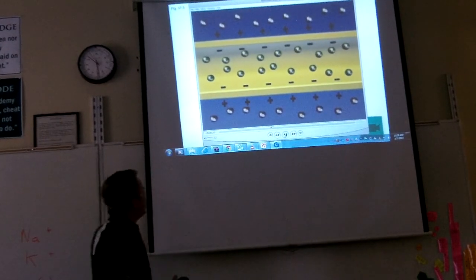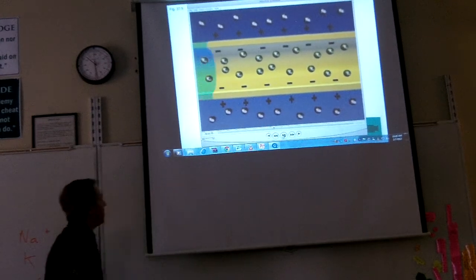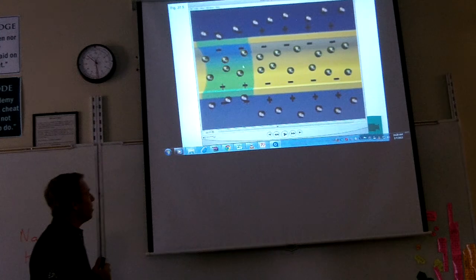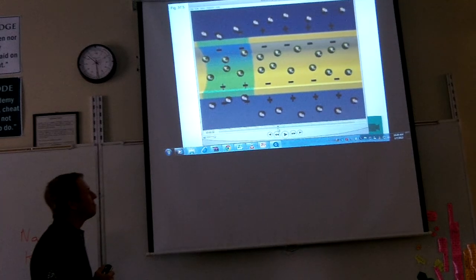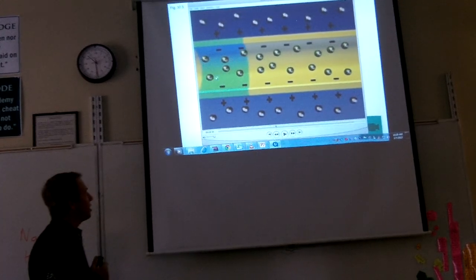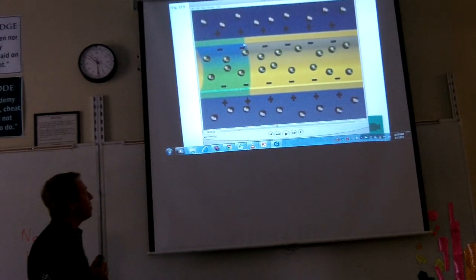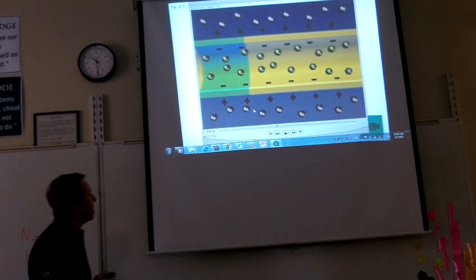As a signal moves down the axon, this is what happens. Here comes the signal. We call that what? Do you remember? Action potential. That's the action potential. As the action potential comes down, there are little channels in the membrane. They open up and let sodium come in.